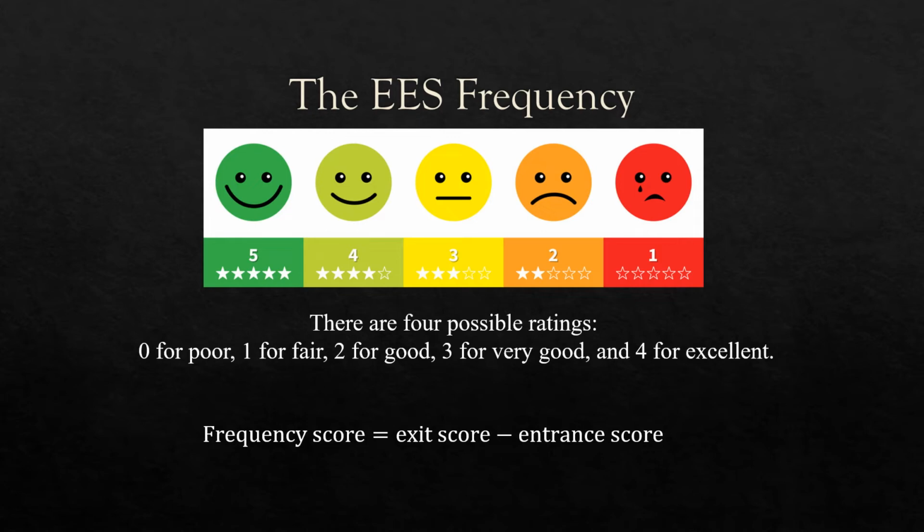The frequency score is obtained by using the exit score for that particular question minus the entrance score for that same question. For example, for the entrance score, if a student scores 2, and then for the exit they understand and score 4, then 4 minus 2 is equal to 2. So the frequency score for that question is 2. This is the equation to get the frequency score.